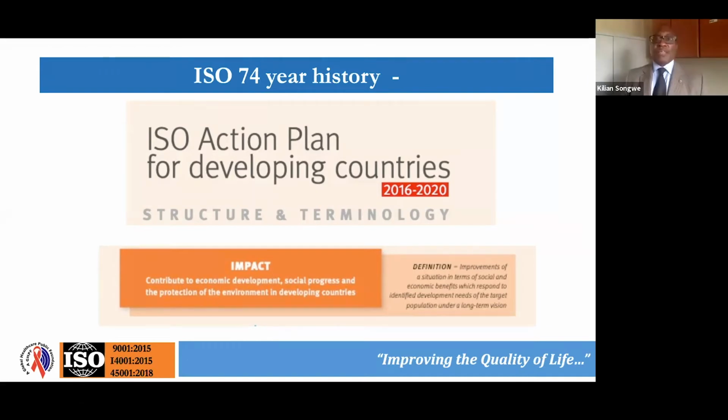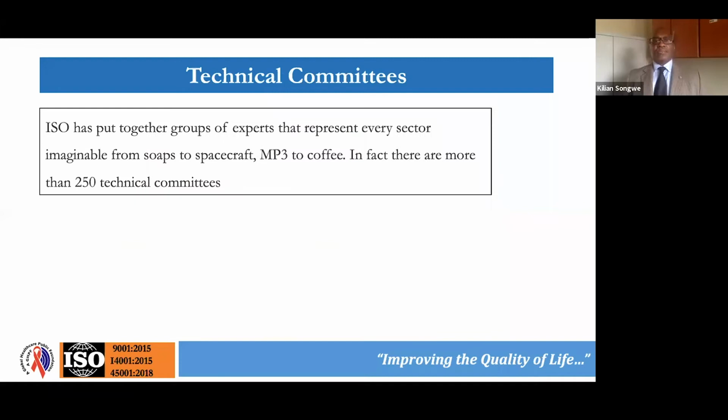So if you have a standardized system, it just makes it so much easier for every country to be able to process in the same manner, the same way, and be able to take their goods to market. So that's a big impact, thinking about the standard.